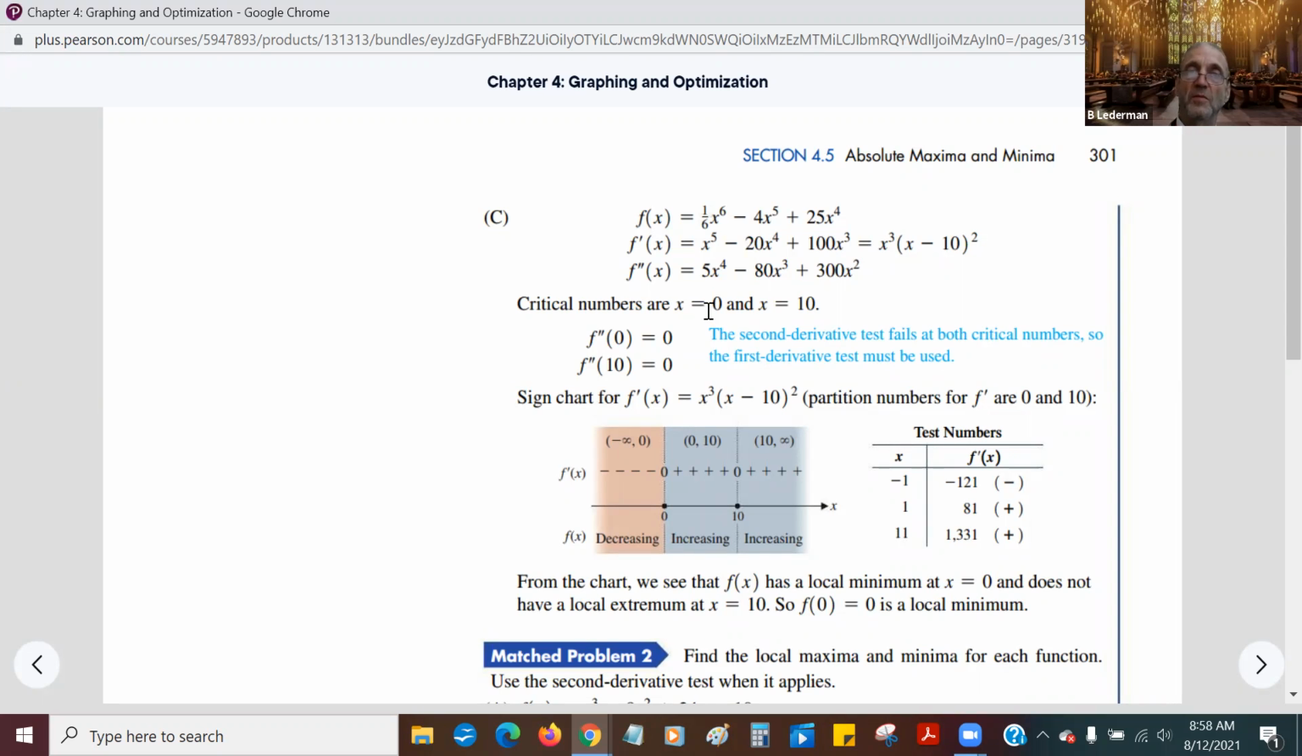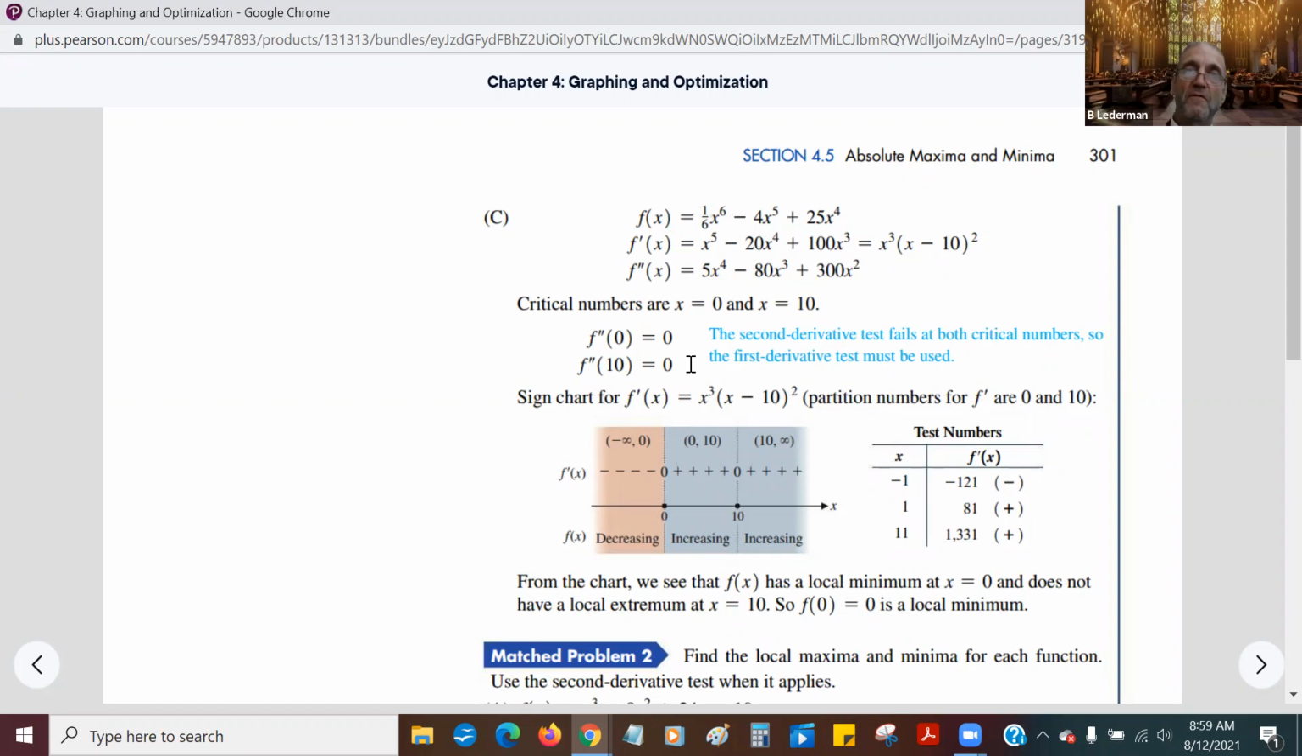Anyways, the critical numbers are going to be 0 and 10, because if x equals 0, my first derivative is 0, and if x equals 10, my first derivative is 0. So I take those numbers 0 and 10, plug them into the second derivative to see if it's concave up or concave down. But for 0, I get 0 for the second derivative, which means the test fails. Just throw out the test. You get nothing from it. And f double prime of 10 also gives me 0. So again, the test fails. Now that doesn't mean we do or do not have a max or a min. It just means the test won't work.